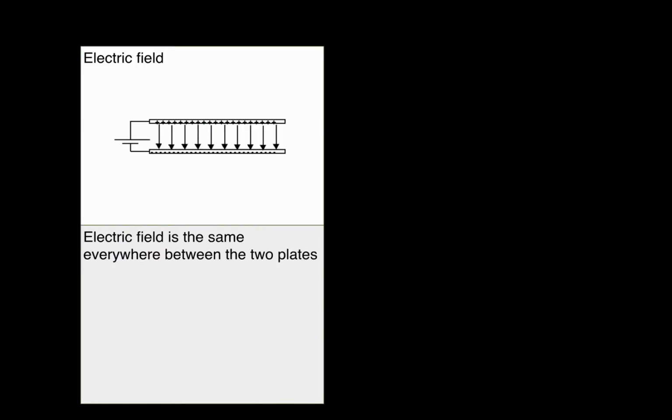The electric field is the same everywhere between the 2 plates. So if I pick a couple points, we'll call one point A, another point B, and another point C, all at different heights between the 2 plates, the electric field at point A will be equal to the electric field at point B and equal to the electric field at point C. It's constant, it's the same everywhere.